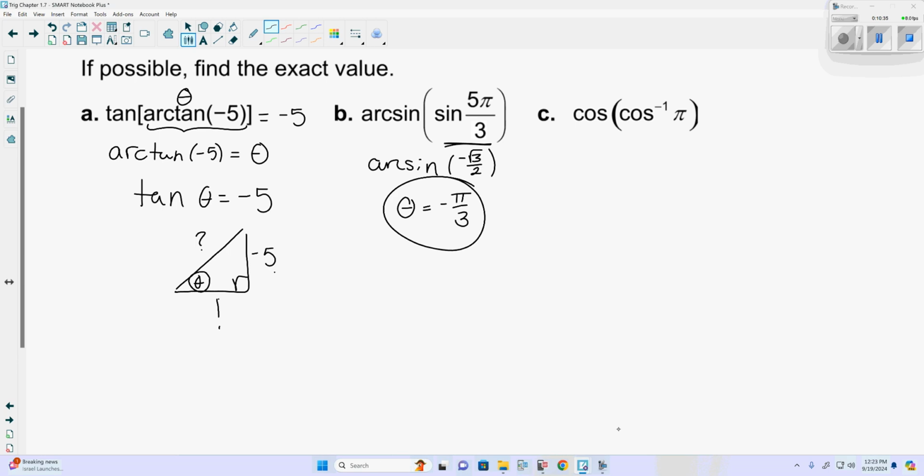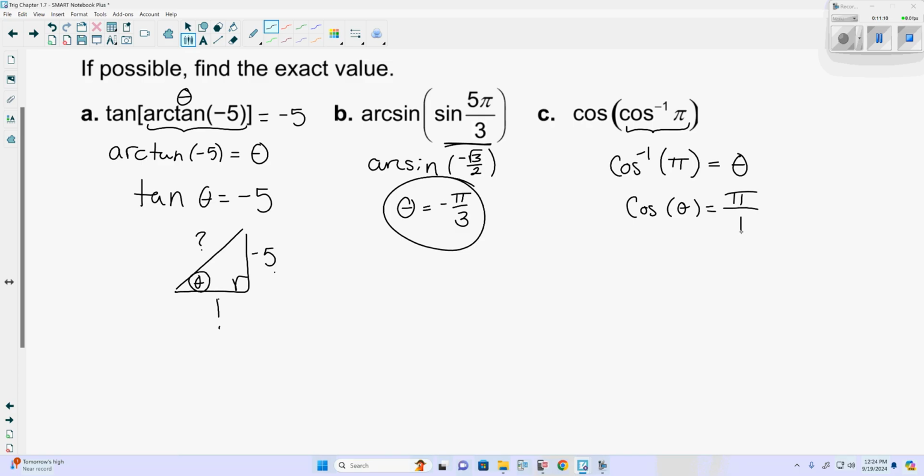Okay, cosine inverse of pi. This is where the error is coming from. Because cosine inverse of pi is going to equal an angle. With cosine inverse, we're trying to find the angle that gives us this value. So what it's really telling us is that cosine of an angle gives us pi over 1, really, because it doesn't have a denominator, yes?